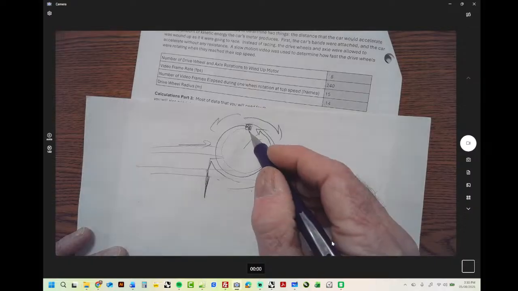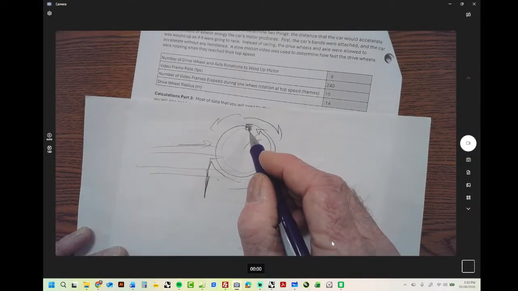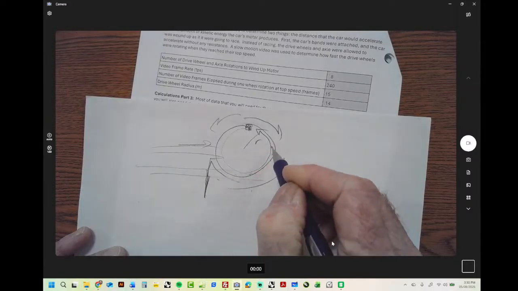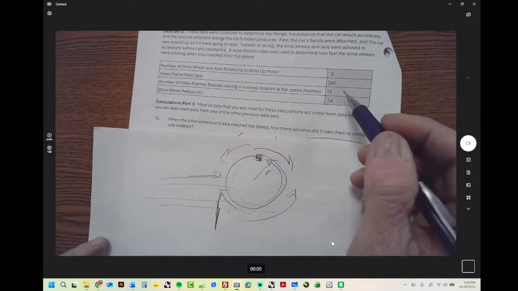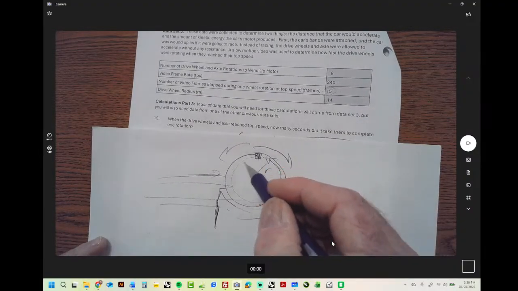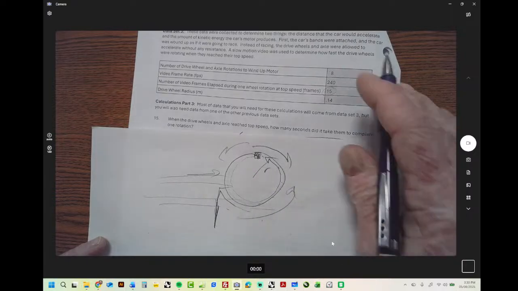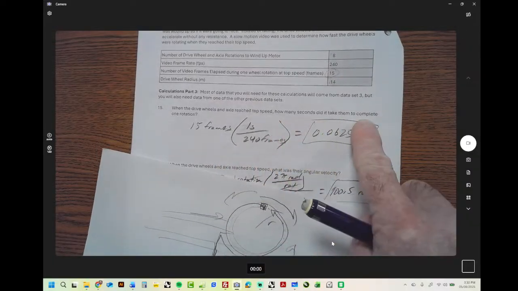And we measure that time with video frames. So the slow motion video is taking a video of this, and it takes 240 frames per second. It might take a picture here, and then here, and then here, and then here, and then here, until it gets back to there. So the data show that the number of frames was 15. So this took 15 video frames to get around.